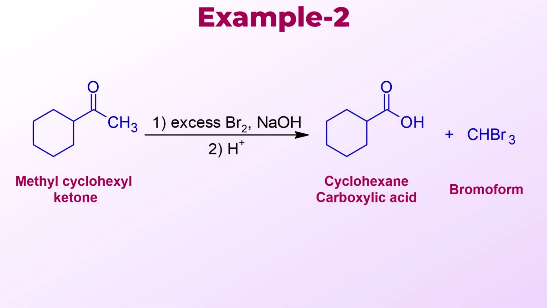In this second example, methyl cyclohexyl ketone, another methyl ketone, is treated with excess of bromine in presence of strong base sodium hydroxide, followed by acidic workup, will give cyclohexane carboxylic acid and bromoform CHBr₃.